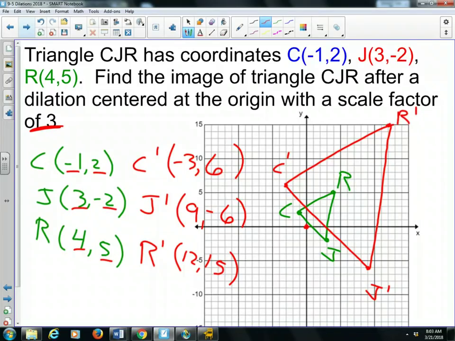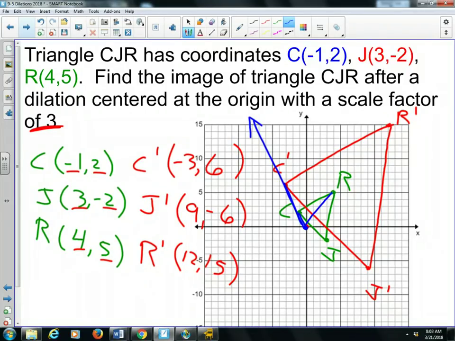It's an enlargement because the scale factor is bigger than 1. The scale factor is 3. It's 3 times larger. Notice again how the origin is the center. And so this distance from the center to C and the center to C prime, they're on the same line, or the same ray if this ray were to continue on. But C prime is 3 times further away.